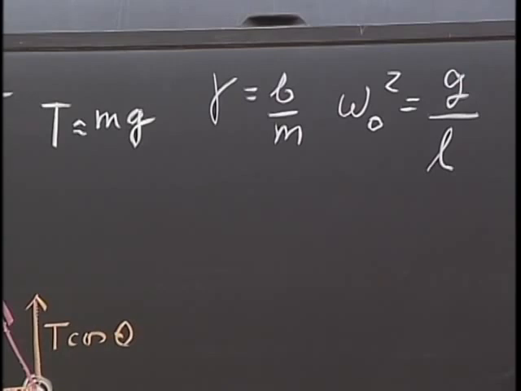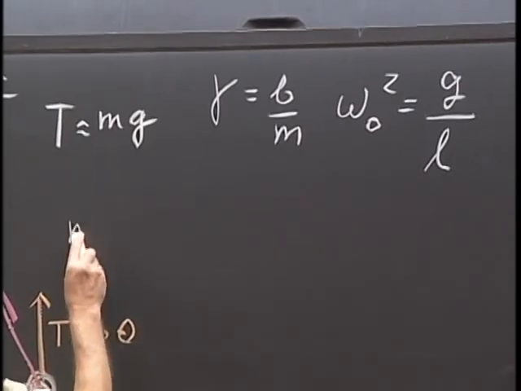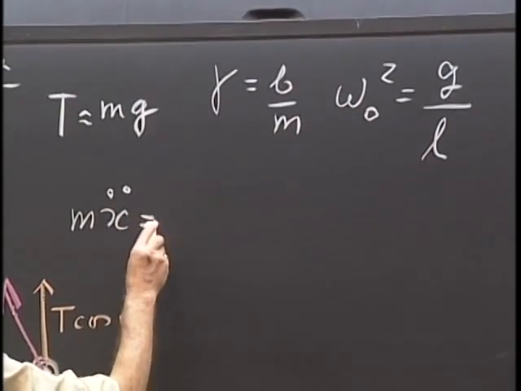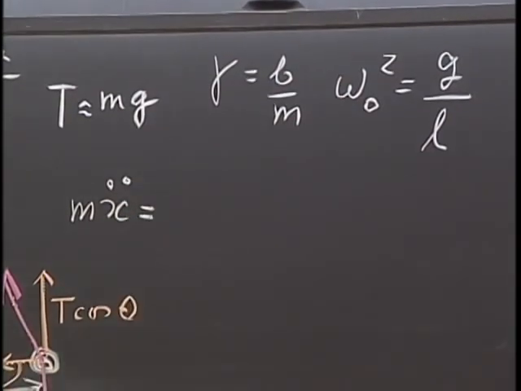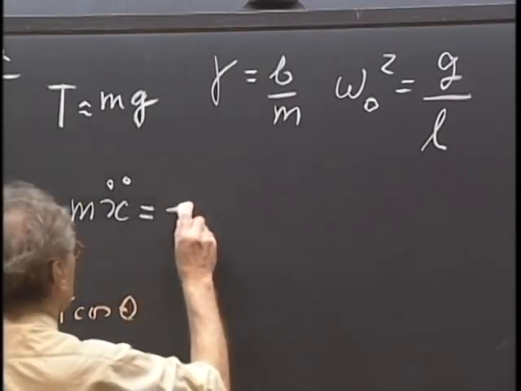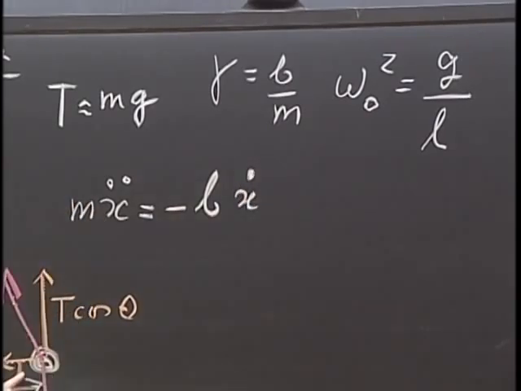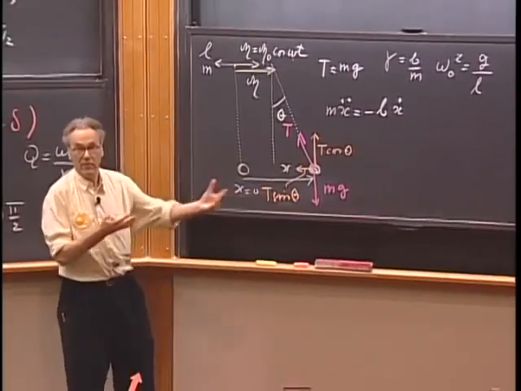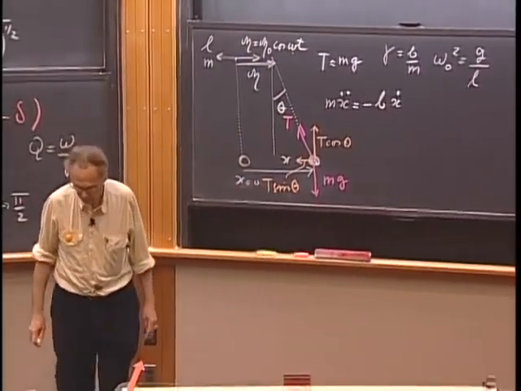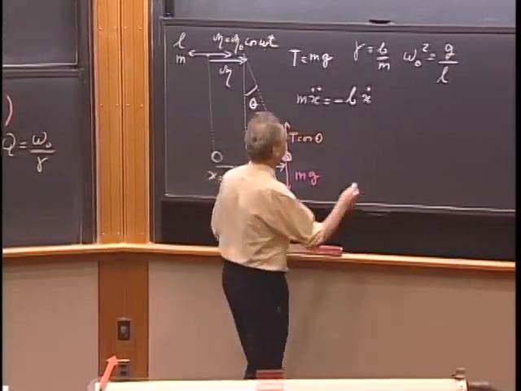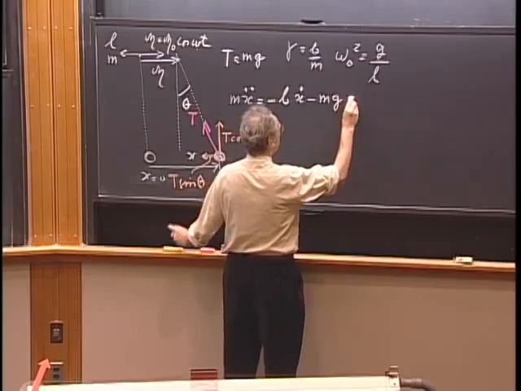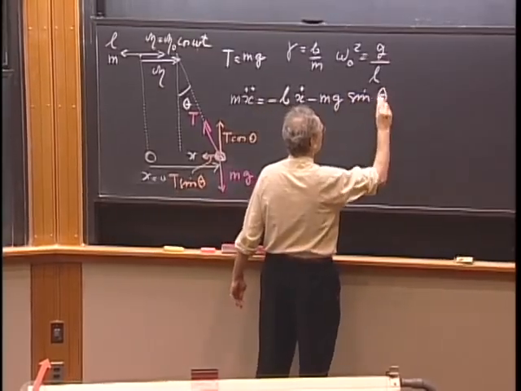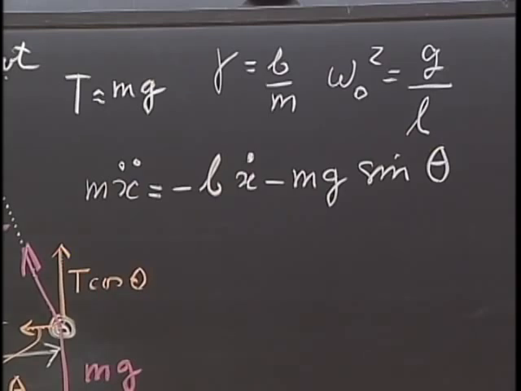So now I'm going to write down Newton's second law. So I get m x double dot, and then I get minus b x dot. That is the damping. And now comes this force, which is the only one that wants to drive it back to equilibrium. That's the restoring force. And so that force, if you accept my T being mg, is mg times the sine of theta. That's the differential equation that I now have to solve.